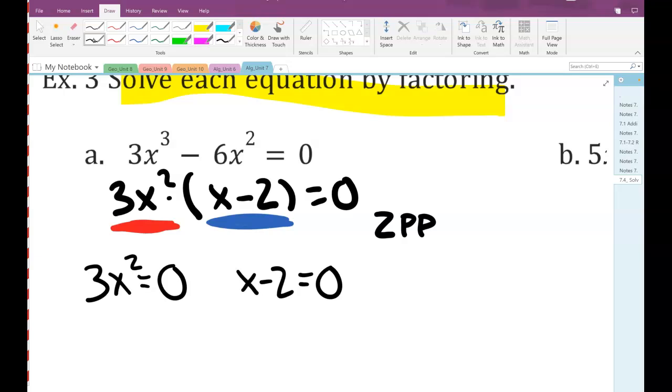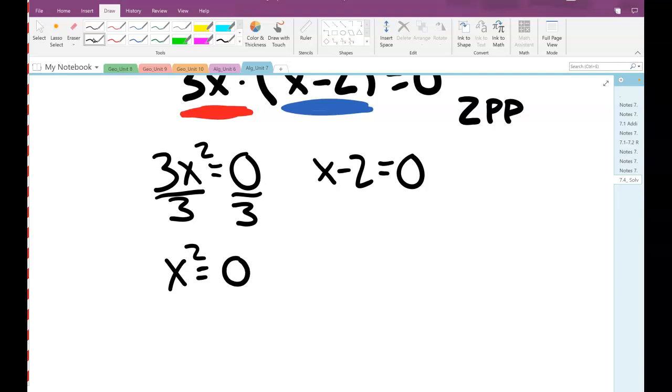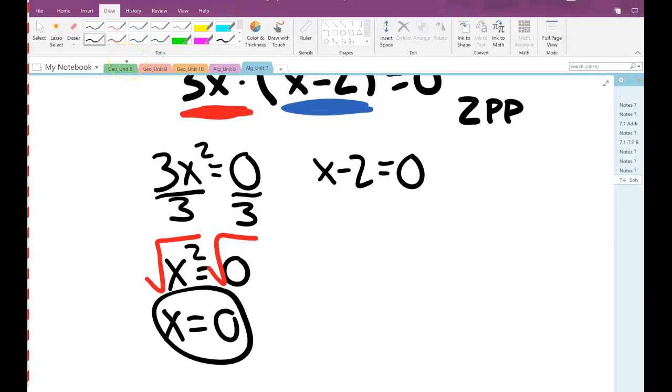So if we're solving the first one, we have to divide by 3 first, right, to get x by itself. So we get x squared is equal to 0. Then how do you undo a square? Square root it. So you take the square root of both sides. Boom and boom. So one of them, x is equal to 0. You do your other one real quick. How do you solve for your other x?